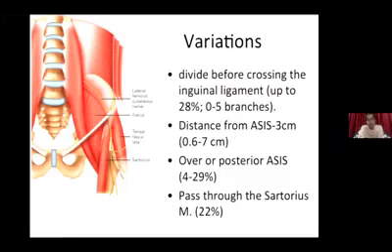It is important to know the certain variations, because what I have previously described was the usual course, but about 30% of patients will have variations, and that will result in a block failure. For example, the nerve may divide before the inguinal ligament, or the distance from the ASIS may range from 0.6 to 7 centimeters, or it may even be lateral to the ASIS, or the nerve may even pass through the sartorius muscle. These variations have to be kept in mind, because unless we know them, we are going to miss this nerve.